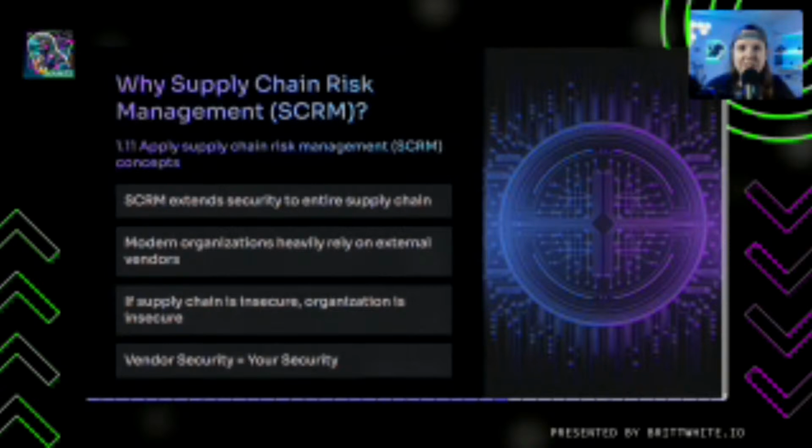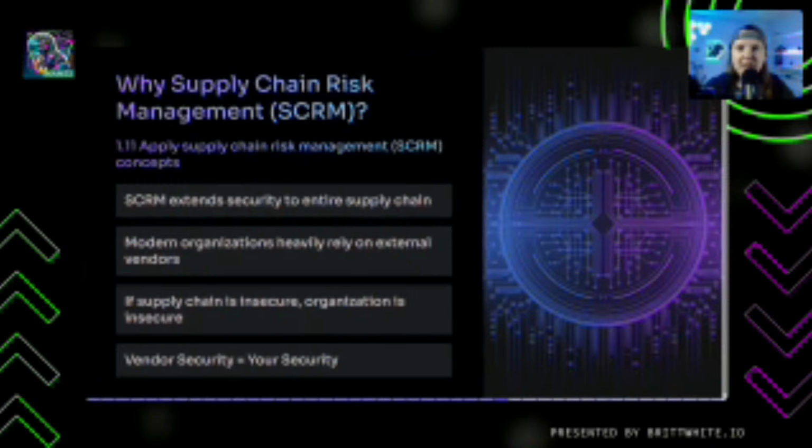If you remember the SolarWinds attack, attackers compromised SolarWinds, a widely used IT management software vendor, and inserted malicious code into their software updates. Thousands of SolarWinds customers, including government agencies and Fortune 500 companies, unknowingly downloaded and installed these compromised updates, effectively opening backdoors into their own networks. This highlights the devastating impact of supply chain compromises. Robust risk management must include supply chain risk management. We must apply the same security rigor to our external vendors as we do internally, because vendor security directly impacts our own.